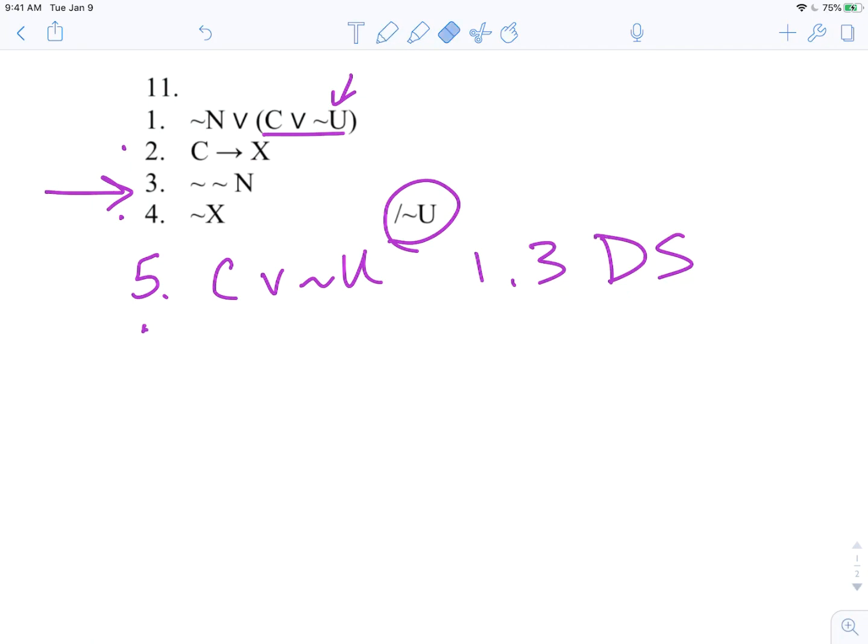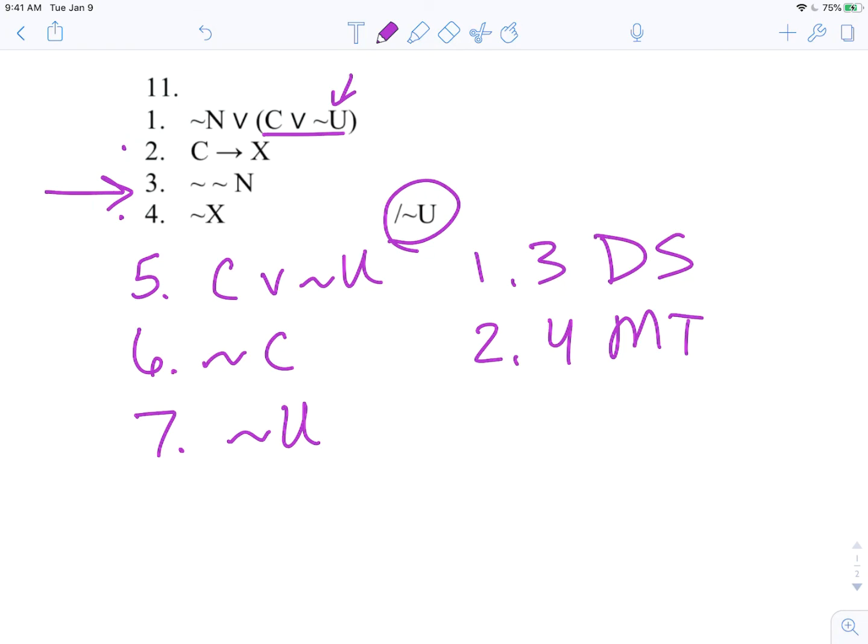So in this case, we're going to put together 2 and 4. 2 says if C then X, 4 says not X. And so we know we can conclude from that, not the case that C. So in this case, this would be 2, 4, and modus tollens. Now we're almost there. 5 says C or not U. Well, 6 says not C. Therefore, well, that's a straightforward disjunctive syllogism. So in this case, not the case that U, and we get that from 5, 6, disjunctive syllogism.